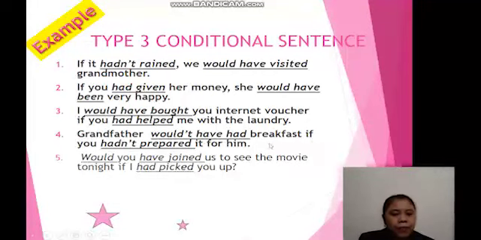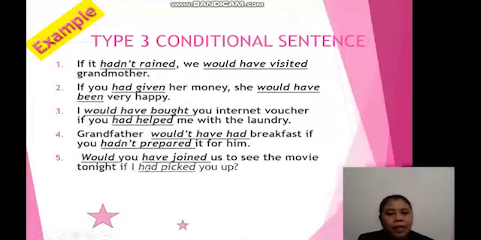Number 5. Would you have joined us to see the movie tonight if I had picked you up? Would is put in front, and then after that subject, and then have plus verb 3. Would you have joined us to see the movie tonight if I had picked you up?